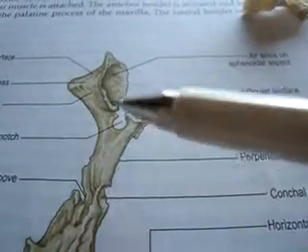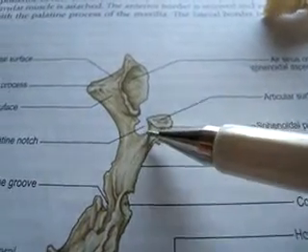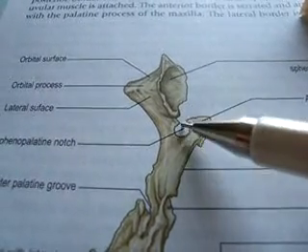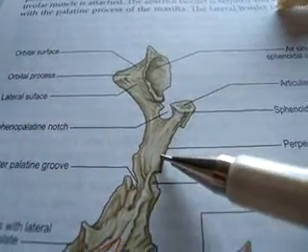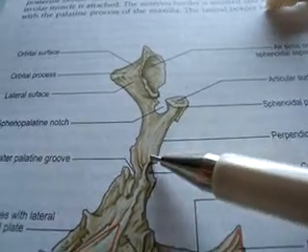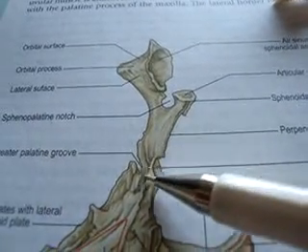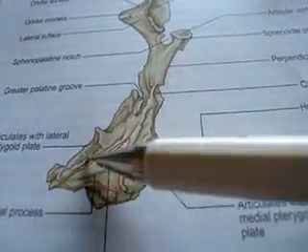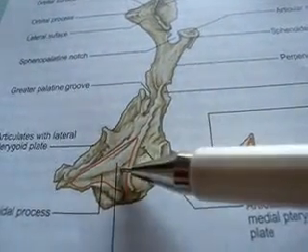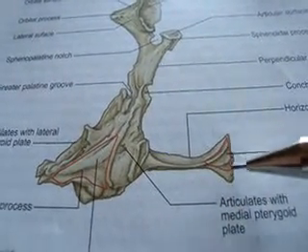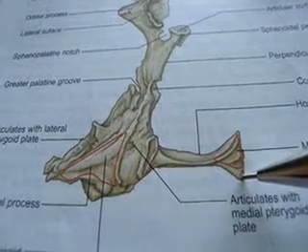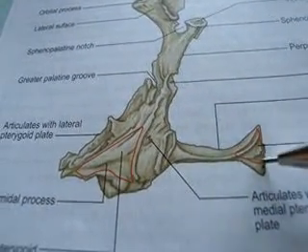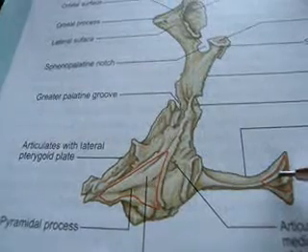Between this orbital process and the sphenoidal process is the sphenopalatine notch, and this is the perpendicular plate. As I said before, this whole is the perpendicular plate of palatine bone. This is the horizontal plate of palatine bone. Now this whole is the pyramidal process of the palatine bone. Okay. Now this is the posterior nasal spine, and here it gives attachment to the musculus uvulae.